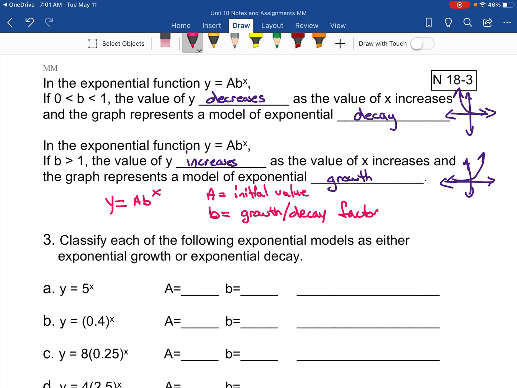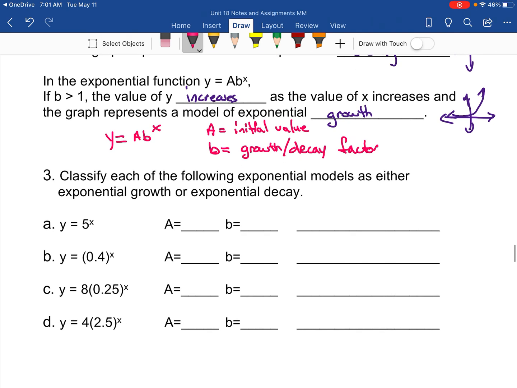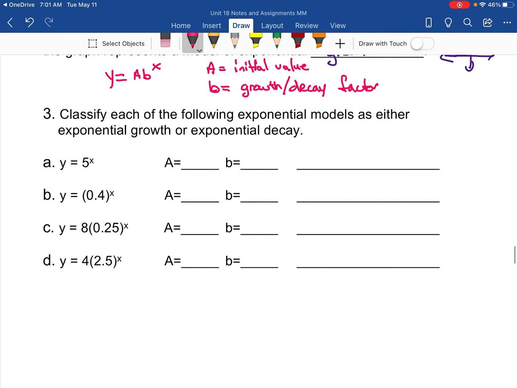And remember, if your b value is larger than 1, then it's growing. If your b value is between 0 and 1, then it is decaying. And it won't be negative. So it's just a simple way to remember what a and b represent.